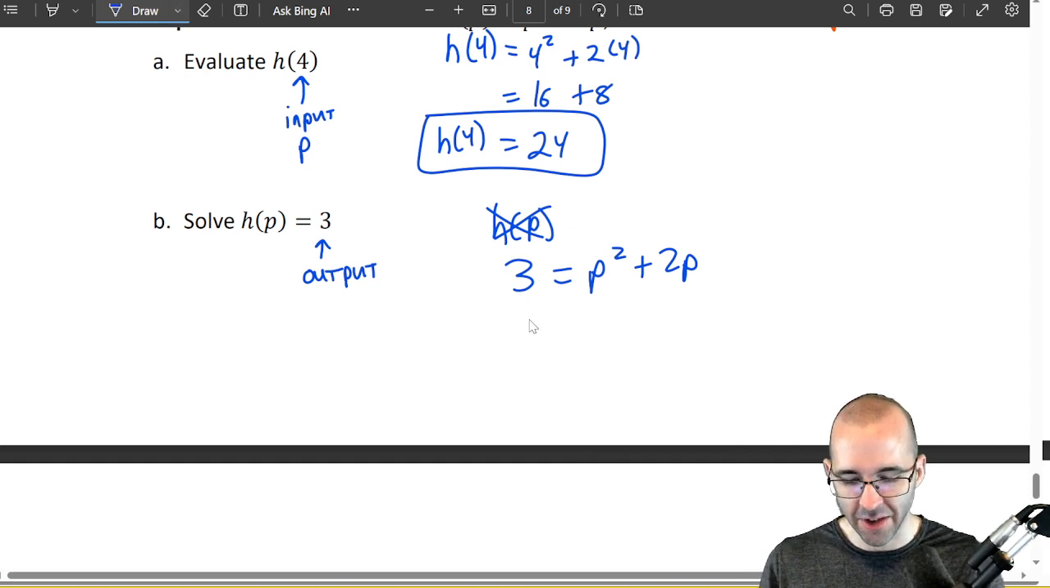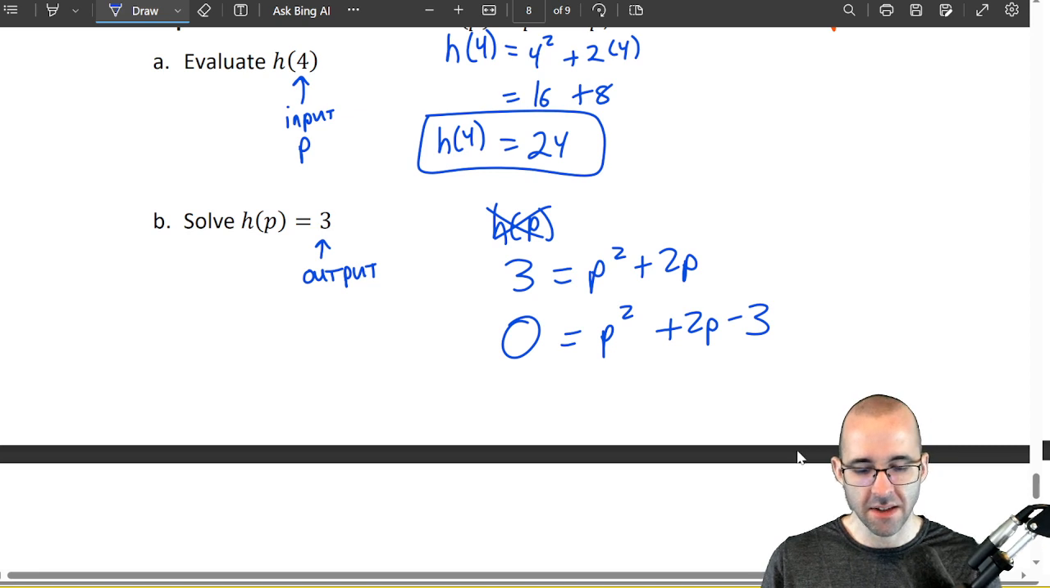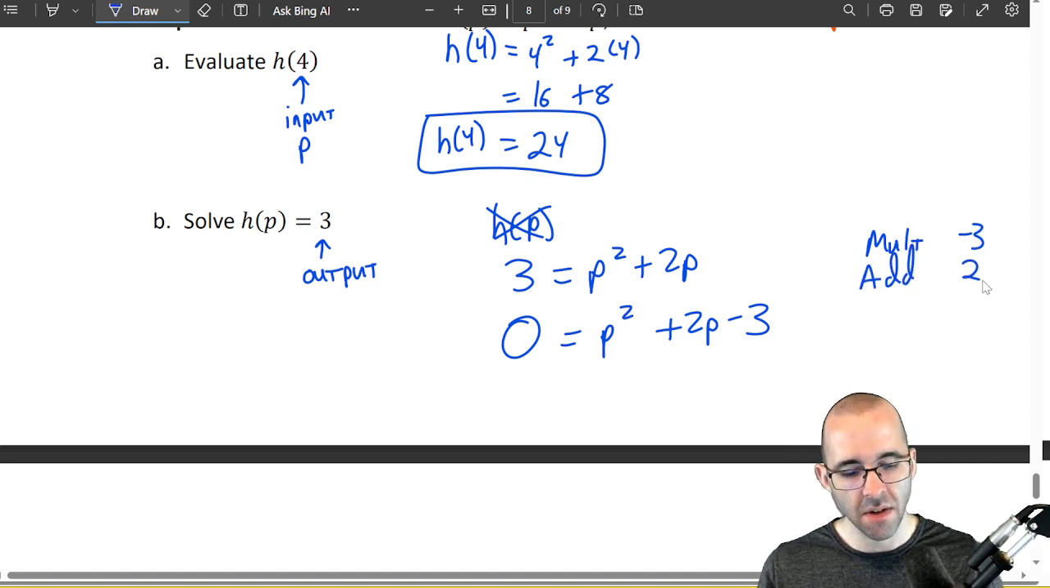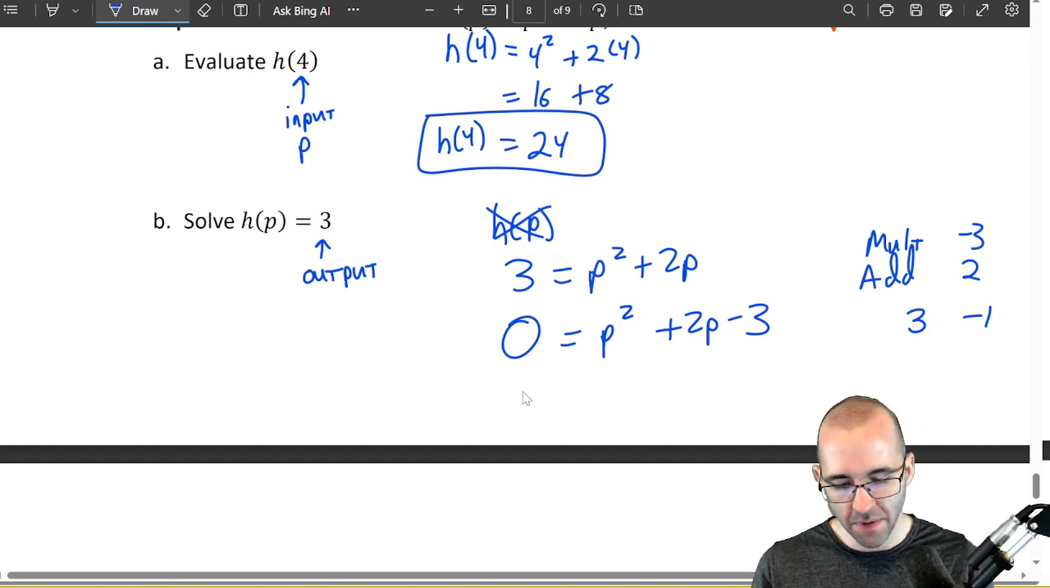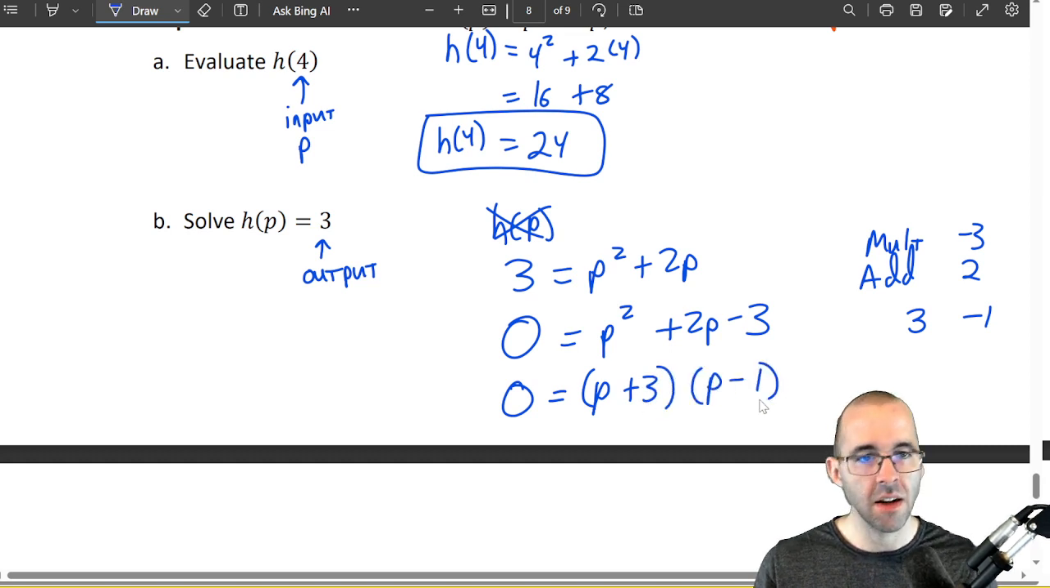Now let's solve it by factoring. So subtract 3 from both sides. And now, since it's equal to 0, we can now factor. We need two numbers that multiply to that -3 to add up to that middle coefficient of 2. So +3 and -1 are going to work. They add up to 2. They multiply to -3. Those are our factors. This becomes p plus 3 and p minus 1.